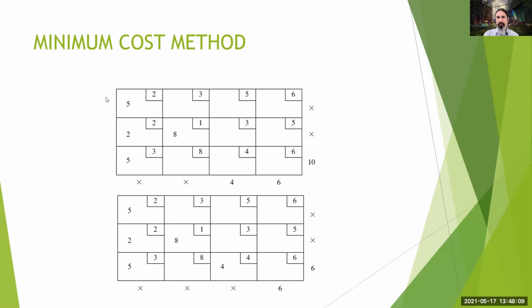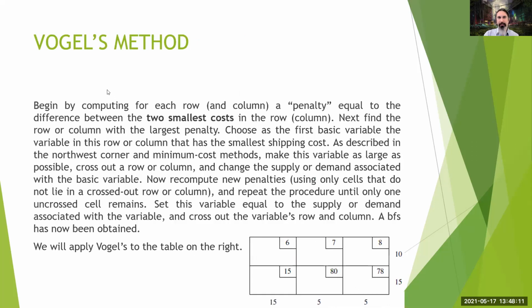Vogel's method, on the other hand, is the most complex among these 3, but it gives the best starting point possible most of the time. Not always. It might even give you an optimal solution if you're lucky, but it's not guaranteed. Sometimes the minimum cost might be better from it or equal to it. That happens, but most of the times Vogel is better.